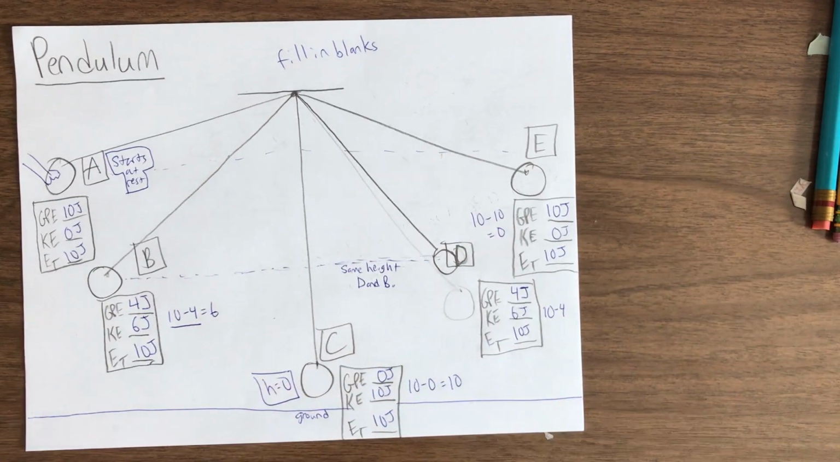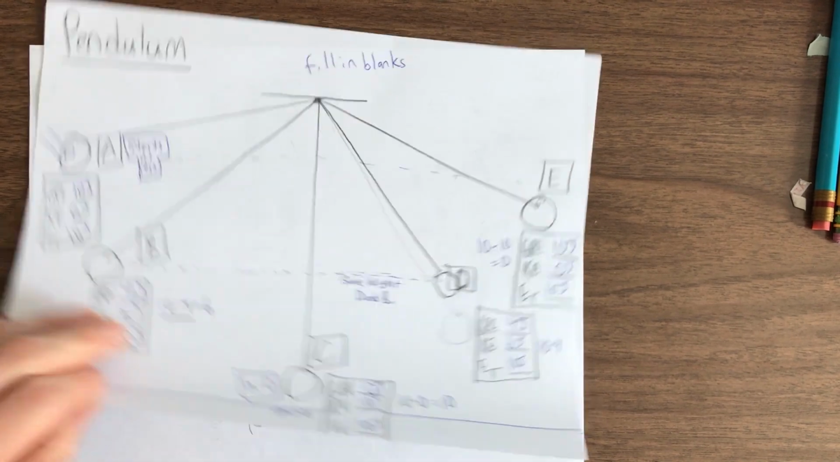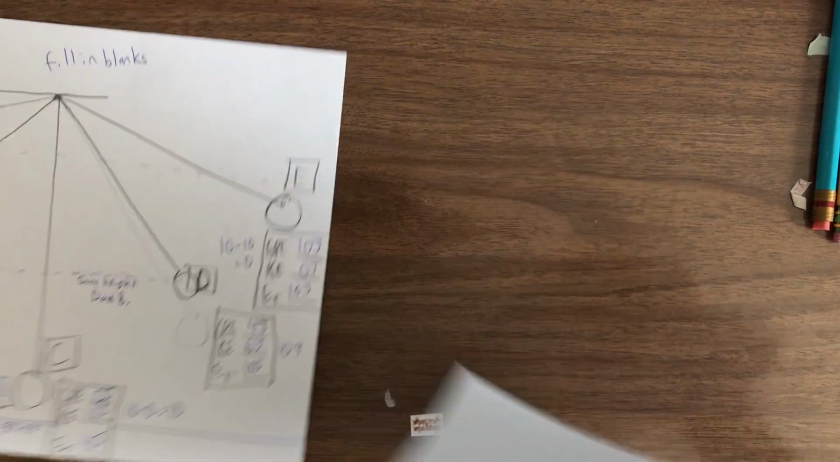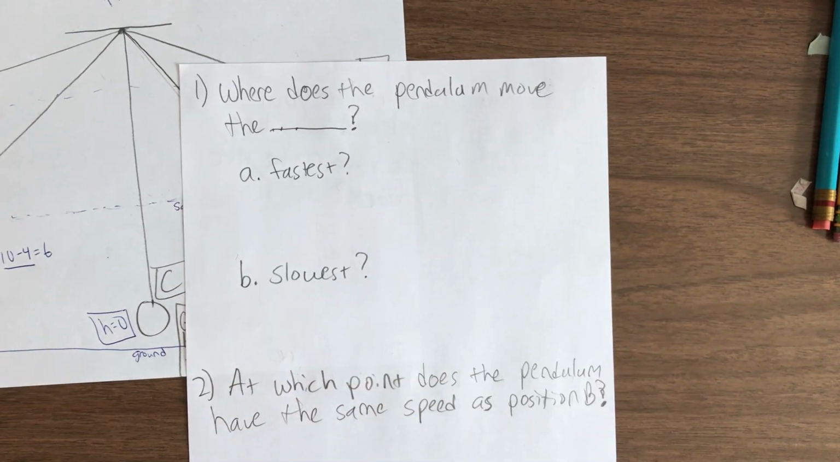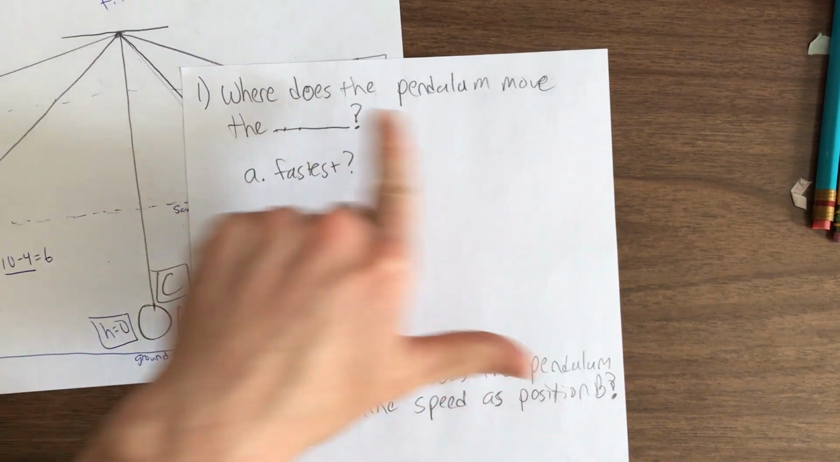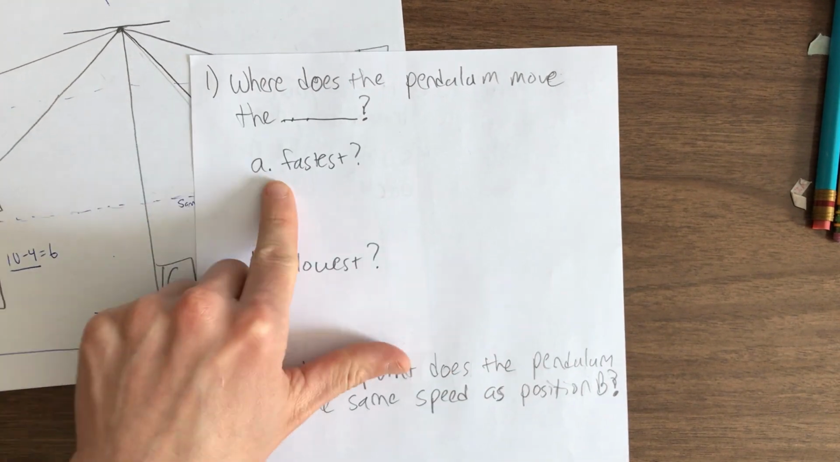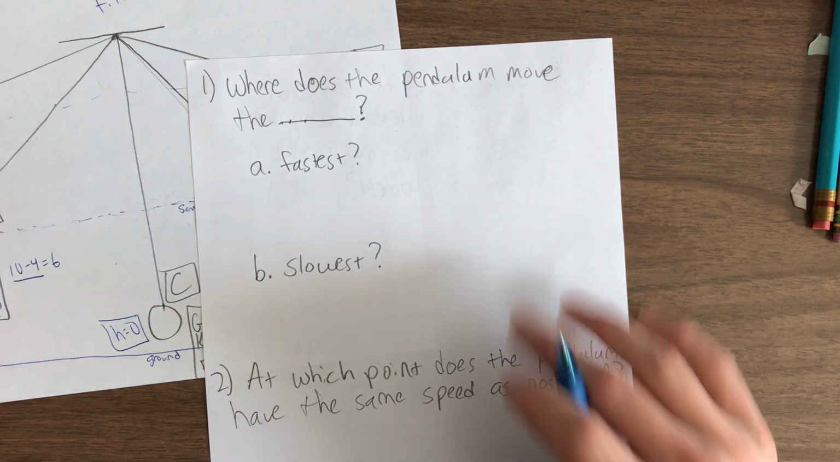Now, using this diagram, I want to answer several questions about a pendulum. And you're going to need to copy them down one at a time as we go through them, okay? So here we're going to start with question 1. Right here, copy it down. It says, where does the pendulum move the blank? Oh, well, we're going to start with asking, where does the pendulum move the fastest?